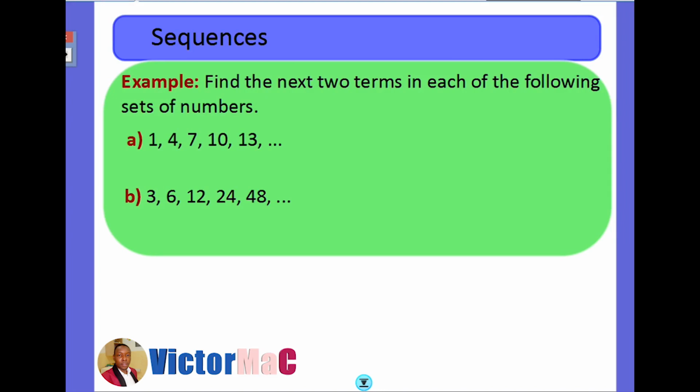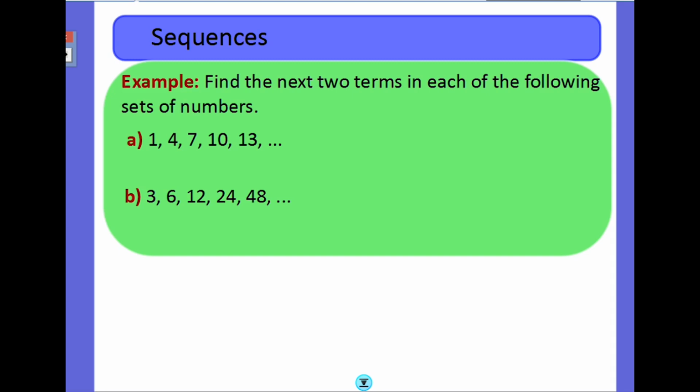Today we'll be considering sequences. Now, what's a sequence? It's a set of terms arranged according to a prescribed rule. We have the arithmetic sequence, in which two consecutive terms differ by a common difference, and also we have the geometric sequence, also known as geometric progression, in which two consecutive terms differ by a common ratio.